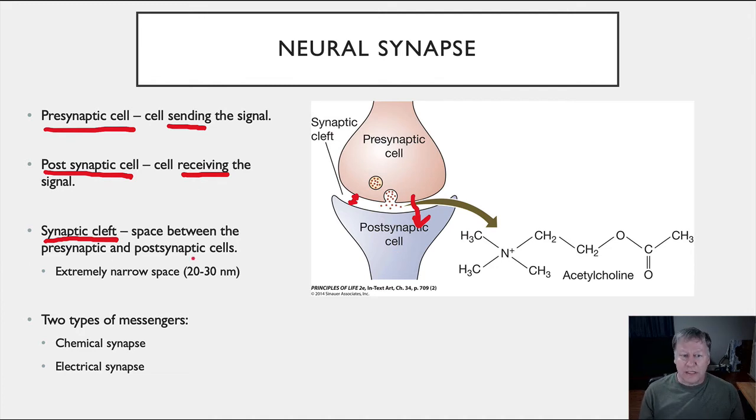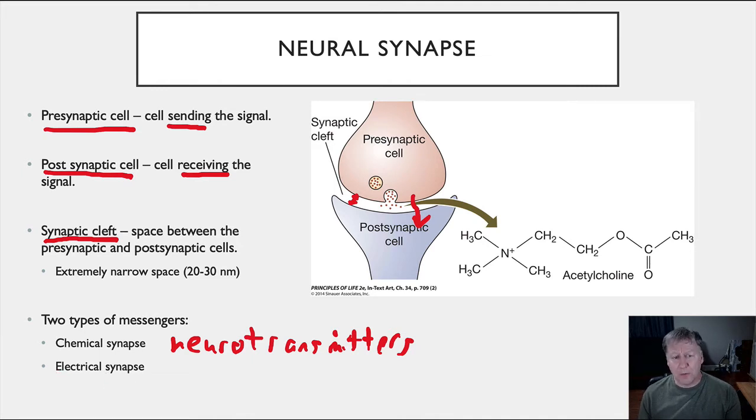That is neural synapse. And when we do this, we have two different types of messengers we can use. The first one we can use are chemical messengers called neurotransmitters. Or we can use electrical currents as the synapse, and that will be an electrical synapse. So we're going to go through each of these, but let's talk about chemical synapse because they are by far the most common type.